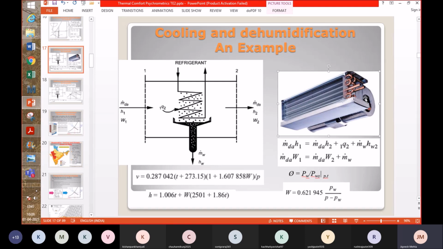As you can see here, there is a pan provided here, where as the moisture gets condensed, it gets collected in this pan, and then there is a drain line provided in this pan, and then it is taken out of the room, and the outlet is generally provided near the outdoor unit.